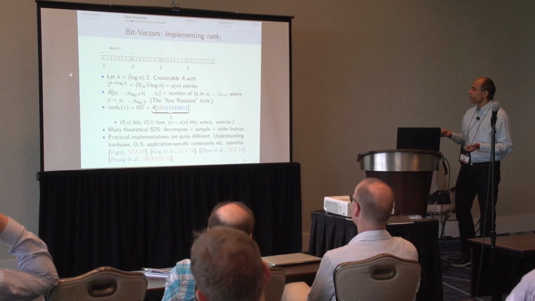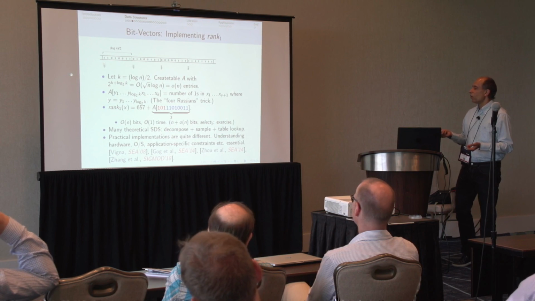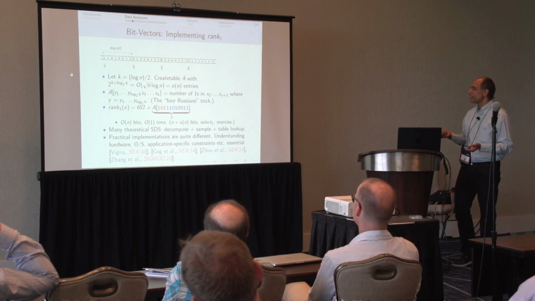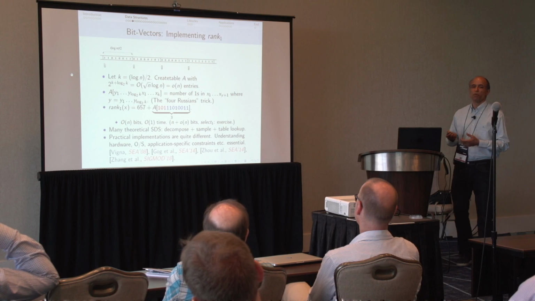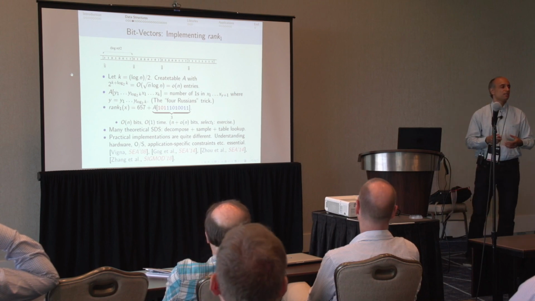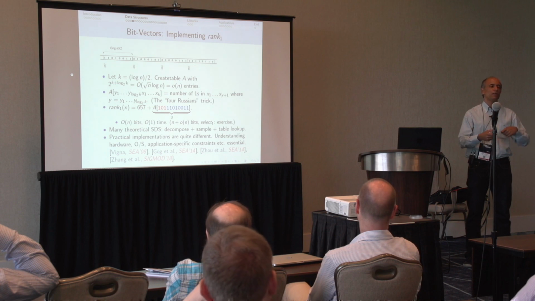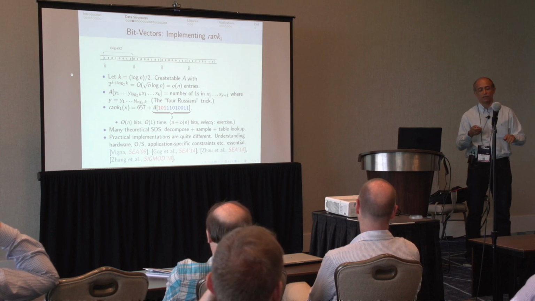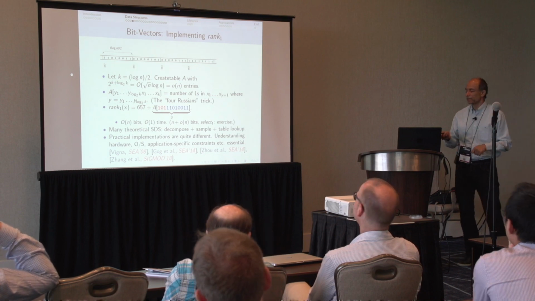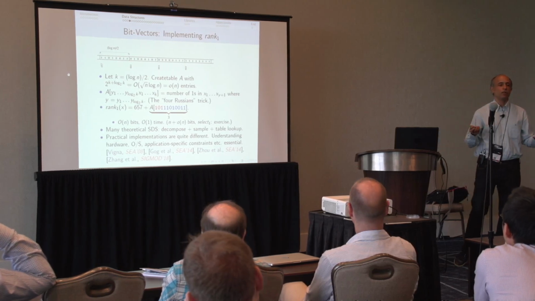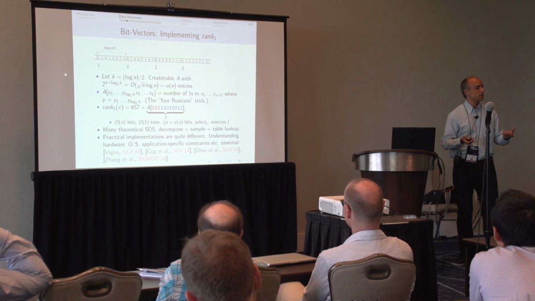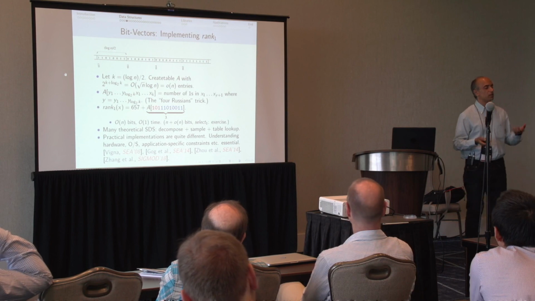This is pretty much the standard method for most theoretical succinct data structures. You decompose your problem, which might take some work. You sample, figure out exactly how to do the sampling for more complicated things, and then you start doing table lookup. Table lookup basically means that for very small things, you just do it in constant time.